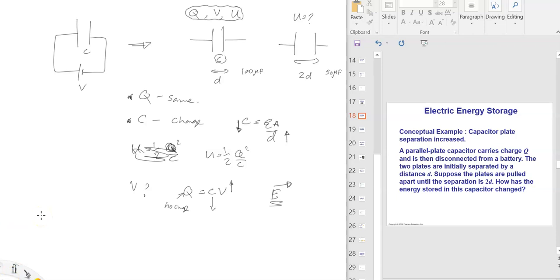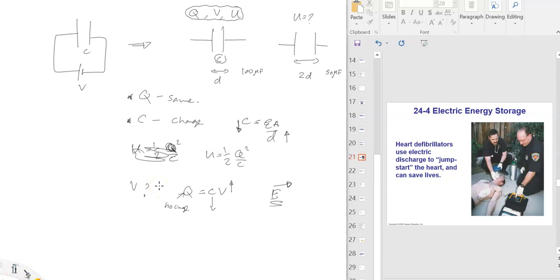Alright, so let's move on to applications of capacitors. That is something we will discuss a little bit during the lab as well. Let's see what other slides we have. Use of capacitors: heart defibrillators. We discussed this some time ago. We will talk a little bit more detail later down the line. They use electric discharge to jumpstart the heart and can save lives.